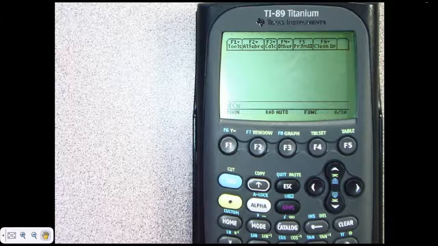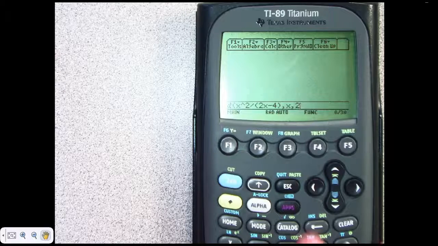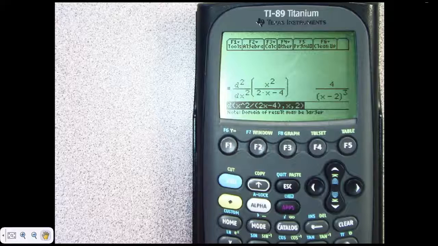type in our equation, so x squared divided by, I'm going to put that 2x minus 4 in parentheses because I want to divide by the whole thing. And then hit comma x because that's the variable we want the calculator to use, and then hit comma 2. And so what this is saying is take the derivative of this equation, use the variable x, so take it in terms of x, and take the derivative twice. So it'll skip down to that second derivative level for you. It just saves you a little bit of time.